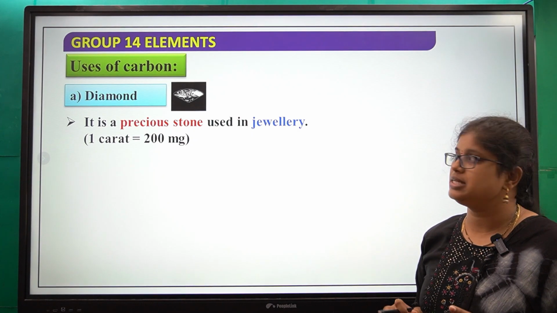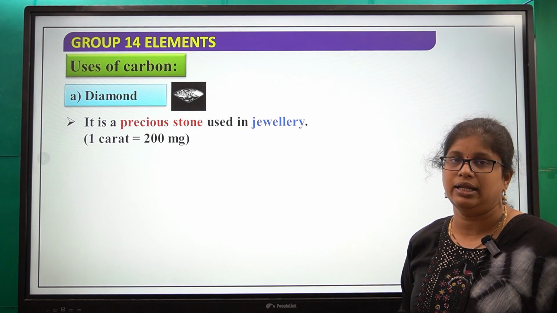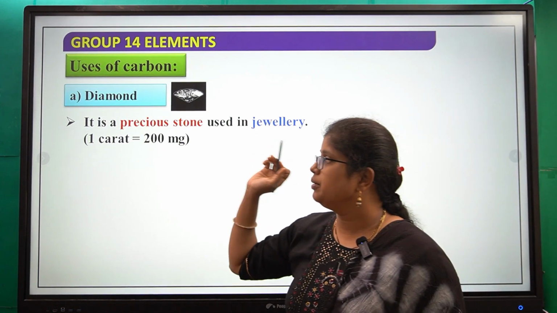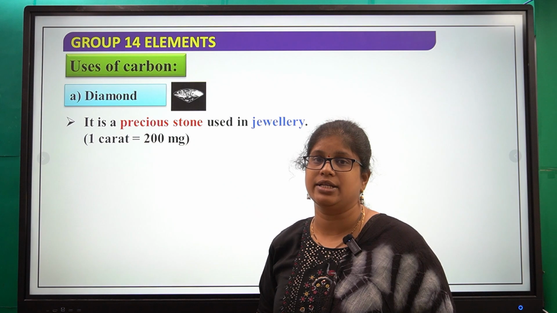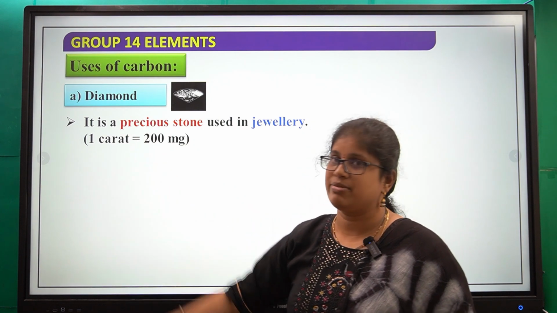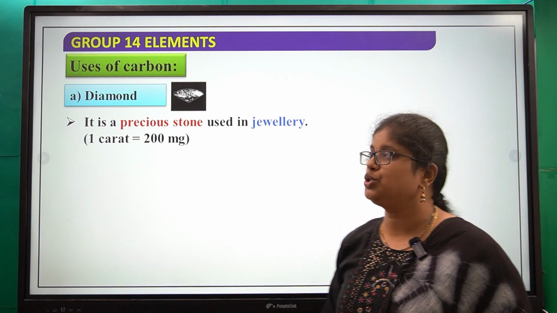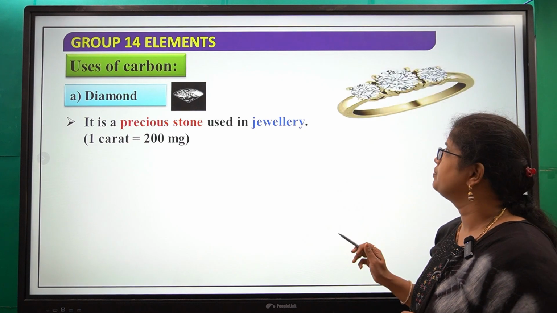So 1 carat is equal to how much? 200 milligrams. The purity of diamond is measured in carats. Purity of diamond is measured in carats. 1 carat equals 200 milligrams.